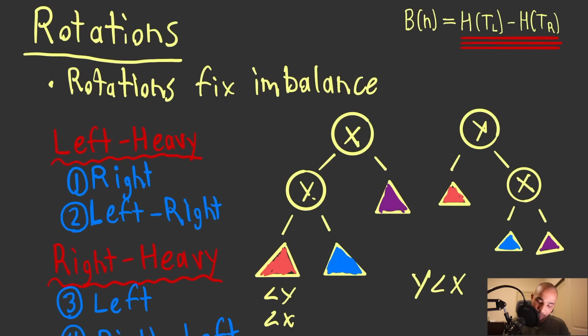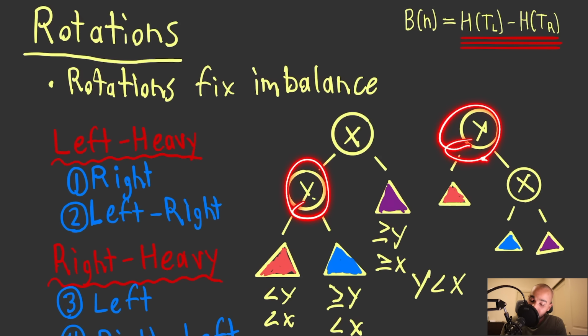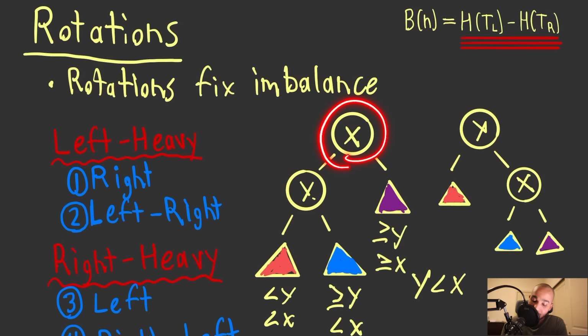Let's look at this blue triangle. This blue triangle is greater than or equal to Y, and it's going to be less than X. That blue triangle fits that property. This purple triangle will be greater than or equal to Y, and it will be greater than or equal to X. What we do here is we want to move these nodes to the right. We're going to push Y up to where X is. And then we're going to bring X down and move it to become the right child of this Y, which has just become the root of this new tree.